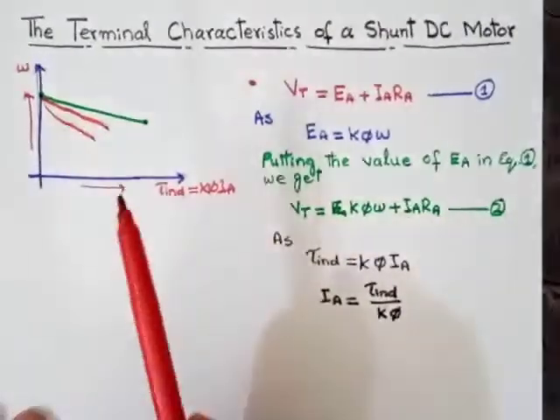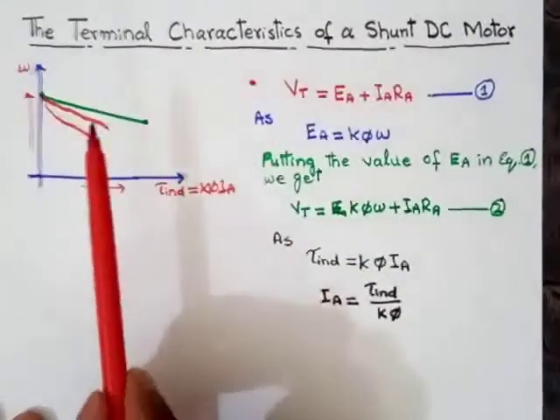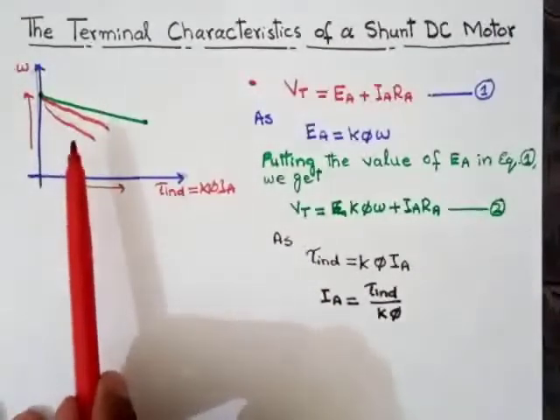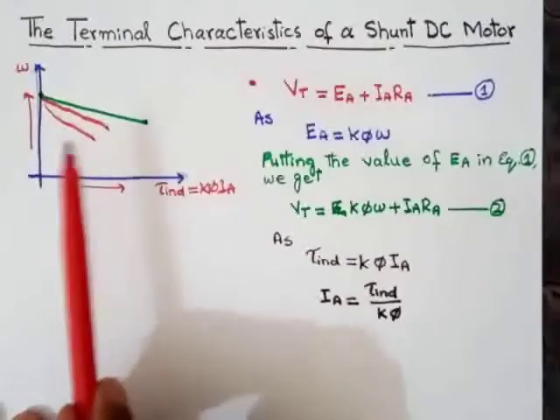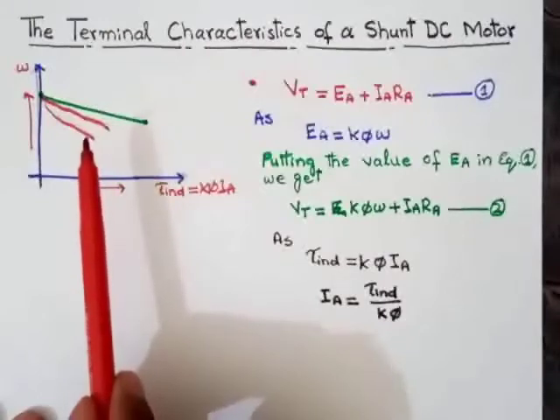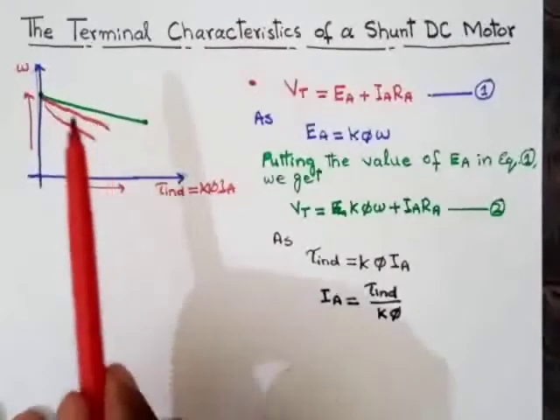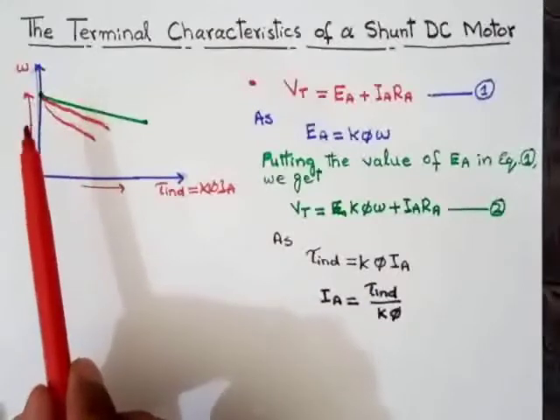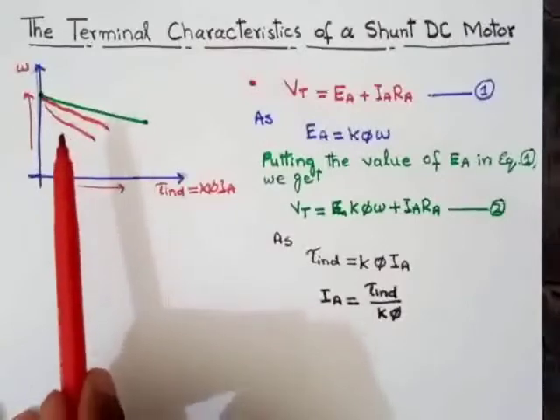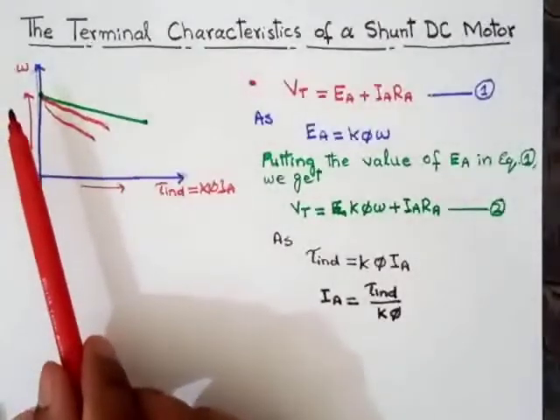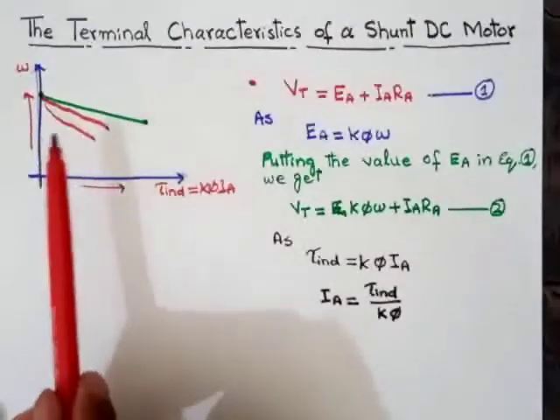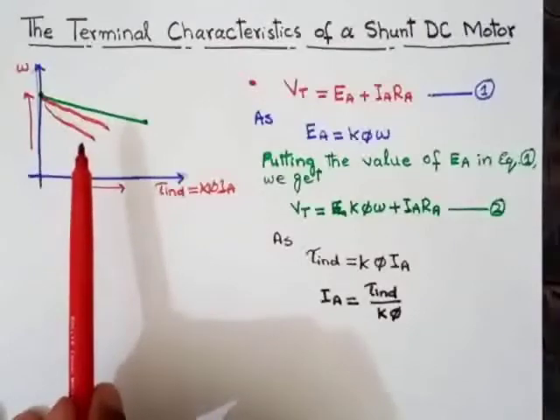To understand this, we need a proper equation, to understand how fast the speed will decrease. By using this equation, we can find the relationship between omega and tau induced. Now, we will derive the proper equation of tau induced and omega to find out the behavior between tau and omega. That is how fast the speed will decrease.